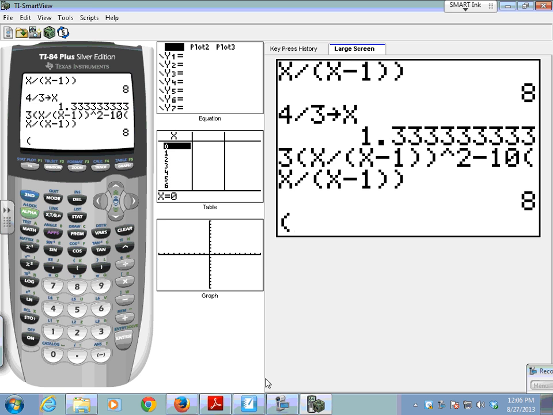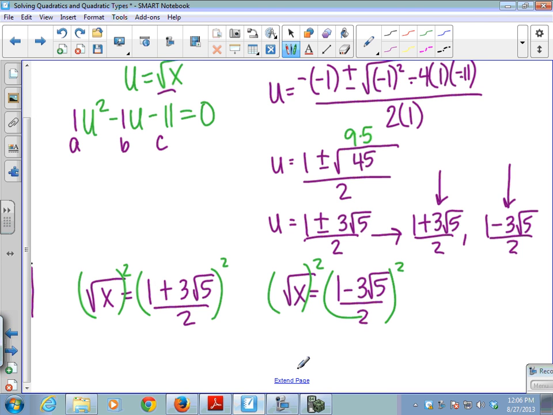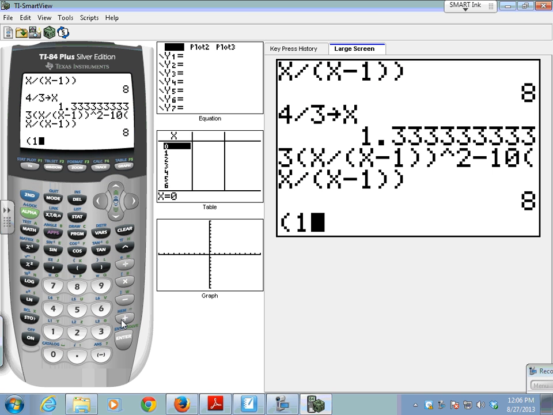So, parentheses, 1 plus 3 square root of 5, okay, so there's my top part in parentheses. I had to close the square root, and then I'm going to go back and insert a parentheses around this whole thing because I'm going to have to put the top over the bottom, and that bottom piece of it was 2. And so now, this is what I've got.